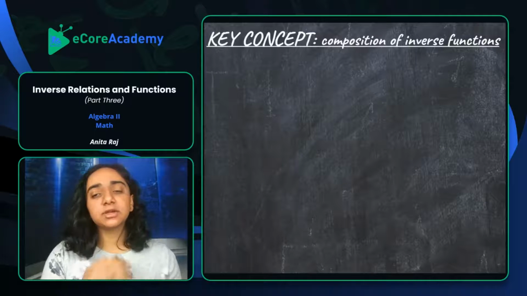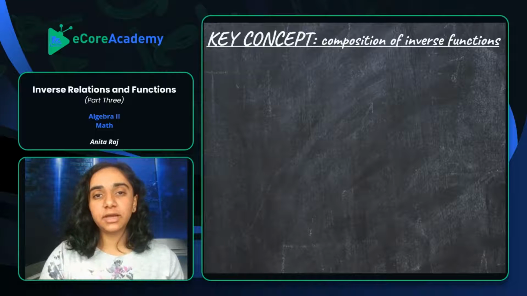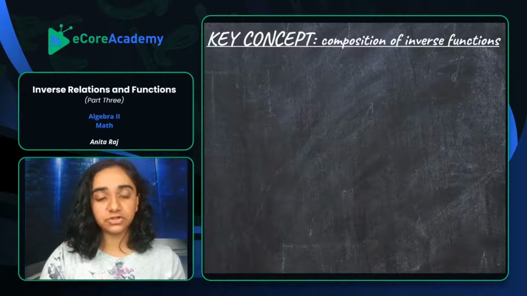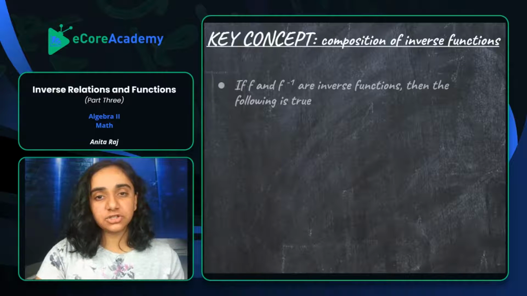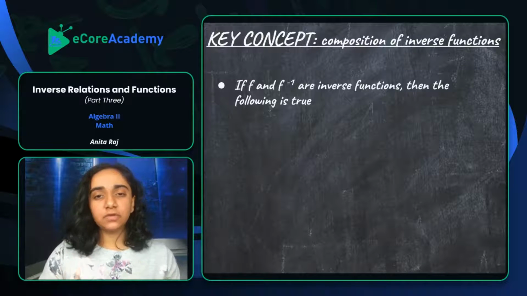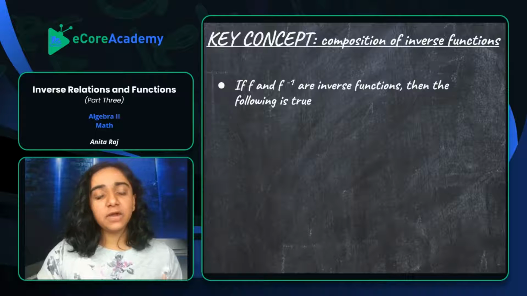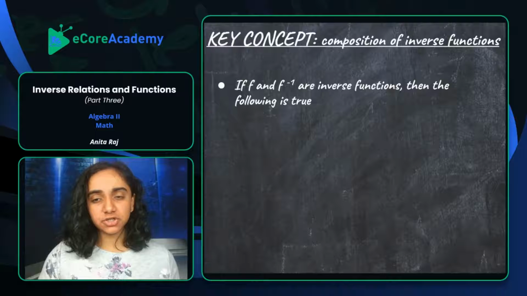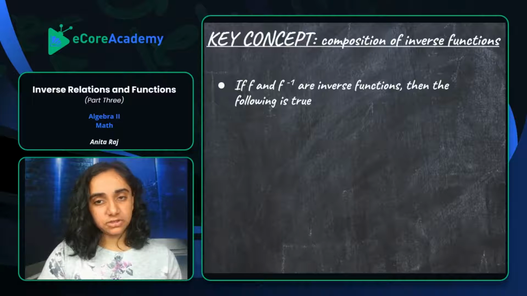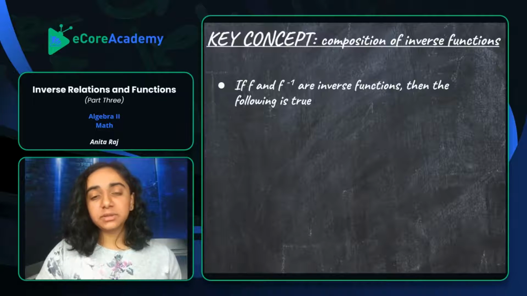Here's a key concept I do want to go over with all of you before we get into practice problem number 6, which is about the composition of inverse functions. So the key concept here is composition of inverse functions. If we have function f and we have f inverse, which is denoted by f to the power of -1, again, that's the inverse of the original function. If these are inverse functions, then the following that I'm about to tell you is true.